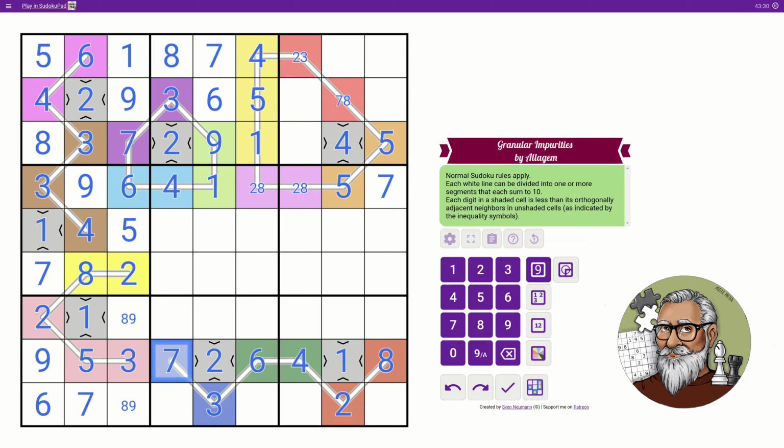Because of this 7. I didn't see that. I did not see that. What am I still missing here? I'm missing a 9. Okay, that can be anywhere. And here? Ooh, what am I missing here? 6. Okay. 6 is fine.